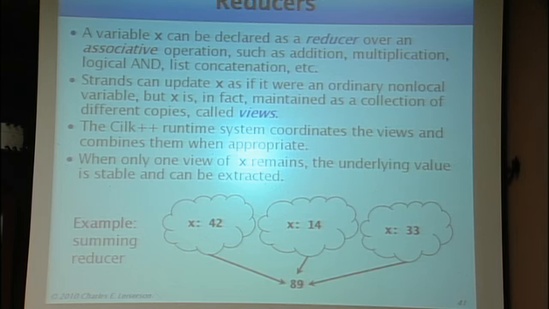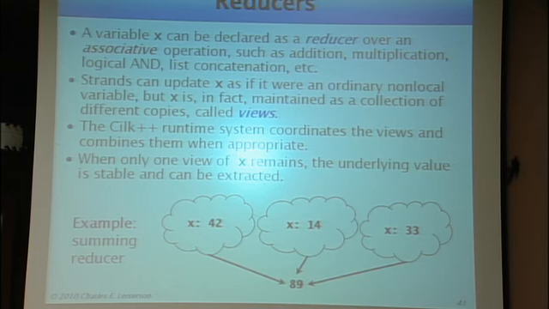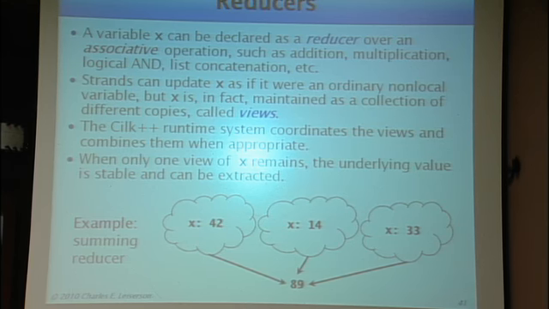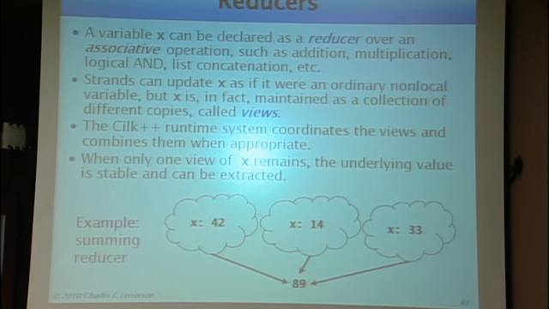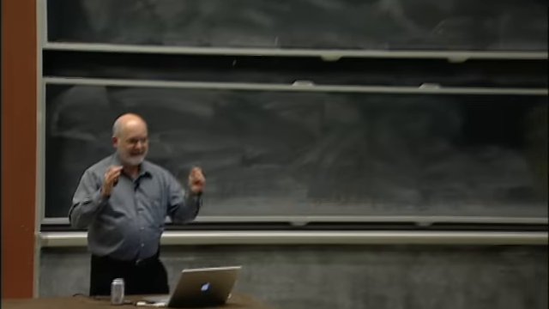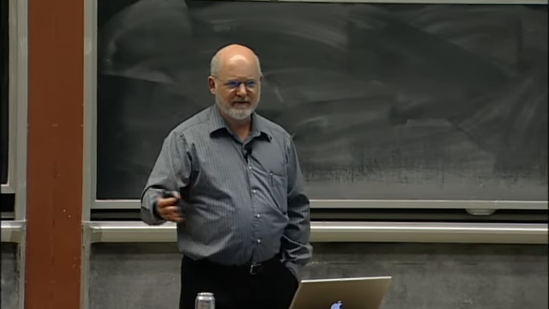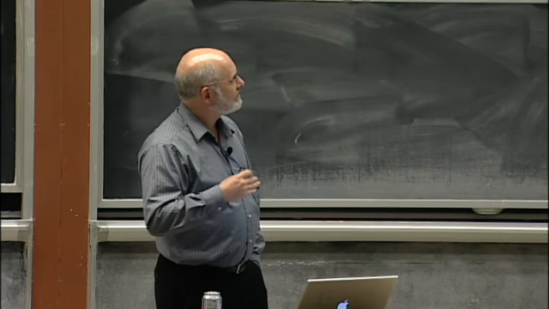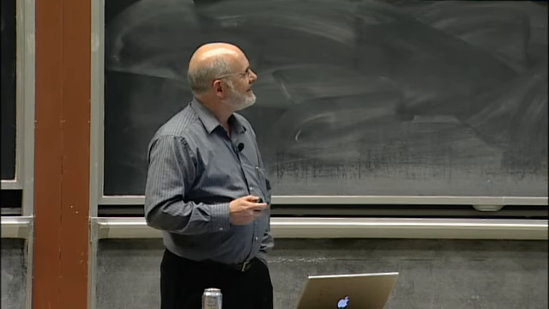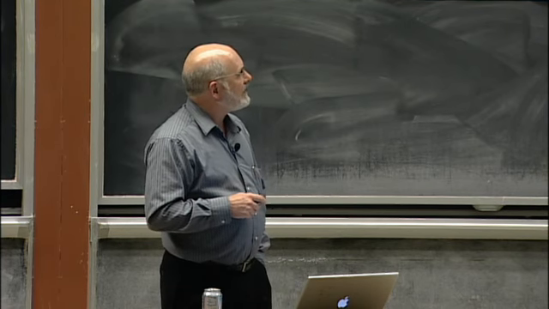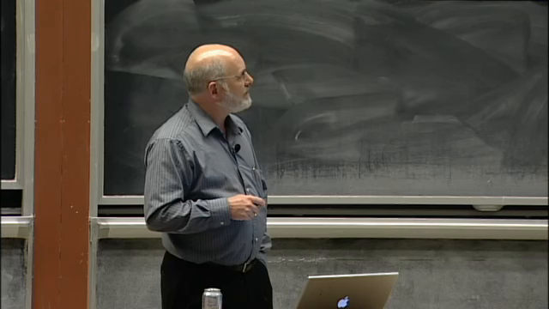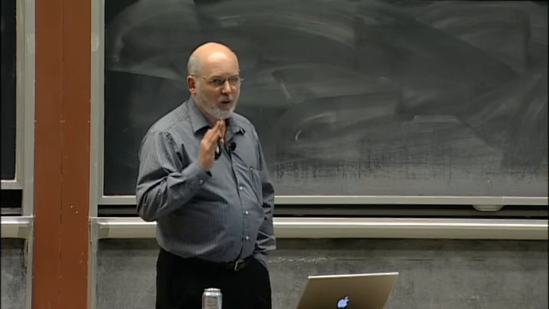I can concatenate two lists, because, so what does associative mean? I think I have a slide on this in a minute. It means A times B times C, I can parenthesize it any way I want and get the same answer. Associative. It's not associative like associative memory or whatever.